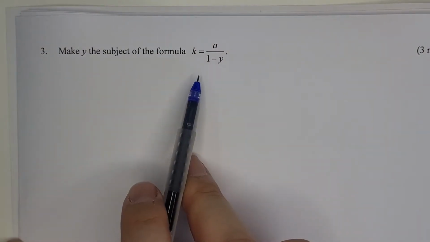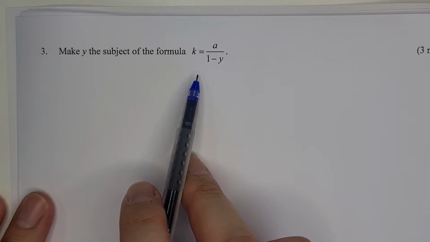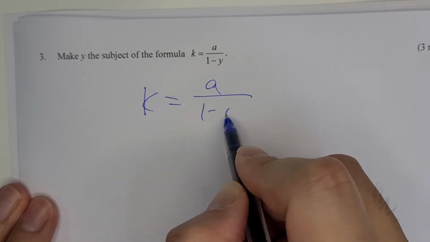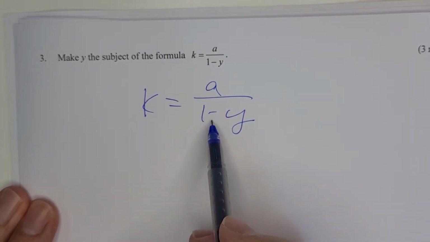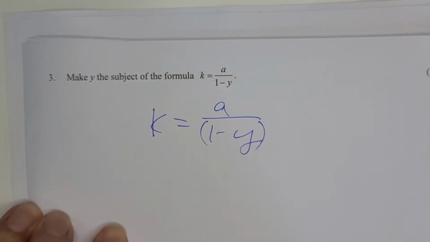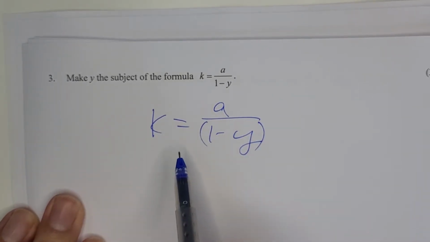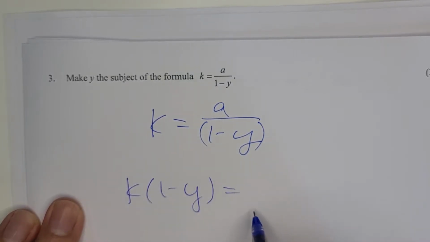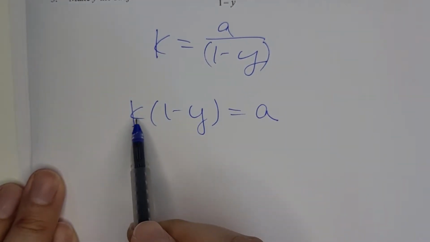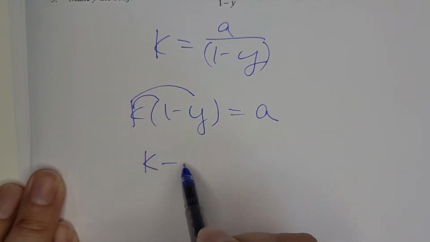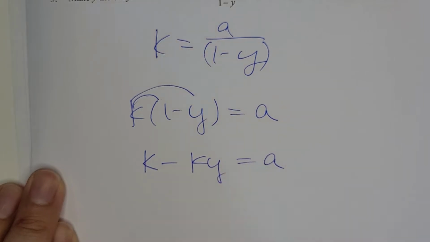Make y the subject of the formula k equals a over 1 minus y. So write down the expression, and you can see that in the denominator there is more than one term, so give the bracket to it. When you move this denominator to the other side of the equation, you need to write it this way: k times bracket 1 minus y equals a. And next, multiply k inside the bracket. So it becomes k minus k times y equals a.